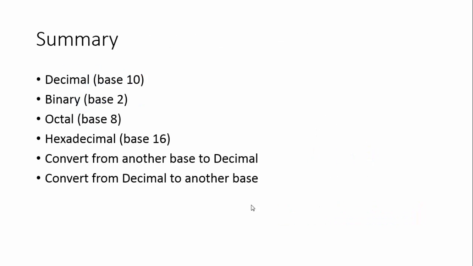So in conclusion, you've learned the different systems that we're going to be using in computer science. You're familiar with the decimal system, or base 10. You've learned about the binary system, base 2, octal system, base 8, hexadecimal system, base 16. We've learned how to convert from another base to decimal and to convert from decimal to another base. You can also look online for additional practice for converting from one base to another.